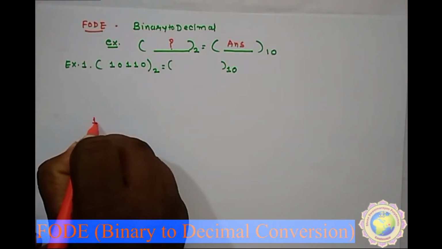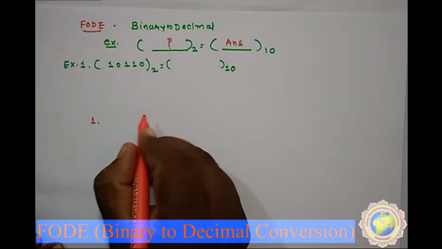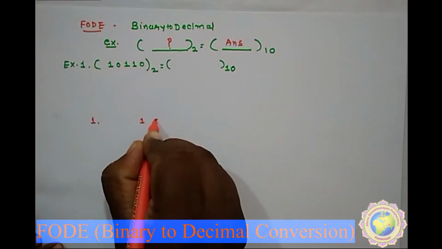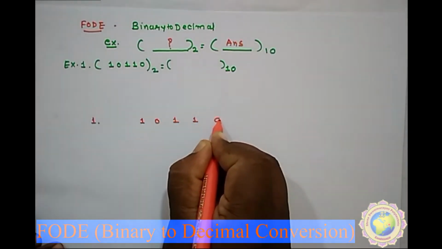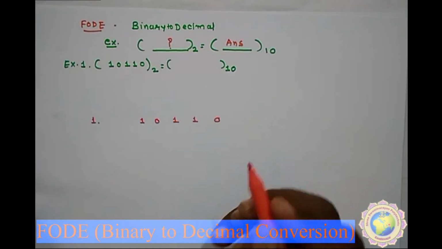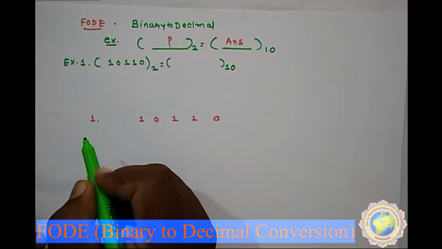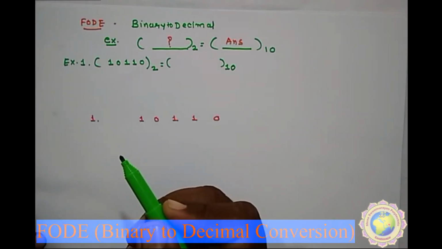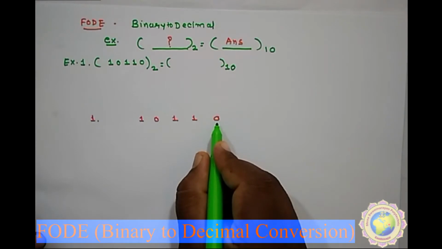So you have to follow the steps. Step number 1 is to write the given number, 10110. Now the second step is to write down 0, 1, 2, 3 from the right side. So from this side you have to write down 0, 1, 2, 3, 4.